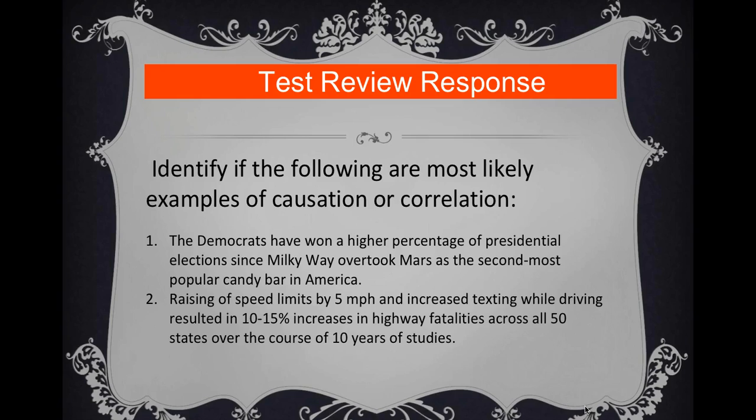But if you look at example number 2, raising of speed limits by 5 miles per hour and increased texting while driving resulted in 10 to 15% increases in highway fatalities across all 50 states over the course of 10 years of studies. There we probably do have a causal relationship. So when you raise the speed limit and when more people text while driving, those would be the independent variables, the causes, it results in 10 to 15% increases in highway fatalities. That would be the effect or the dependent variable. There probably is a causal relationship.